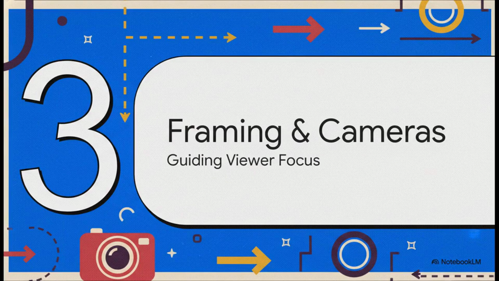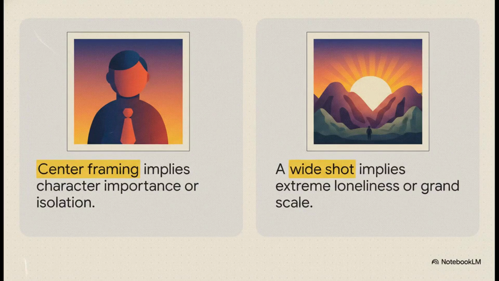Okay, that brings us to Section 3, Framing and Camera Movement. Now, once your shots are mapped out, you have to decide exactly how your virtual camera is going to capture them. Composition and framing. That's how you grab the viewer's eye and literally guide it to where you want it to go. For instance, putting a character dead center in the frame, that instantly signals to the brain that they are important, or maybe that they're isolated.